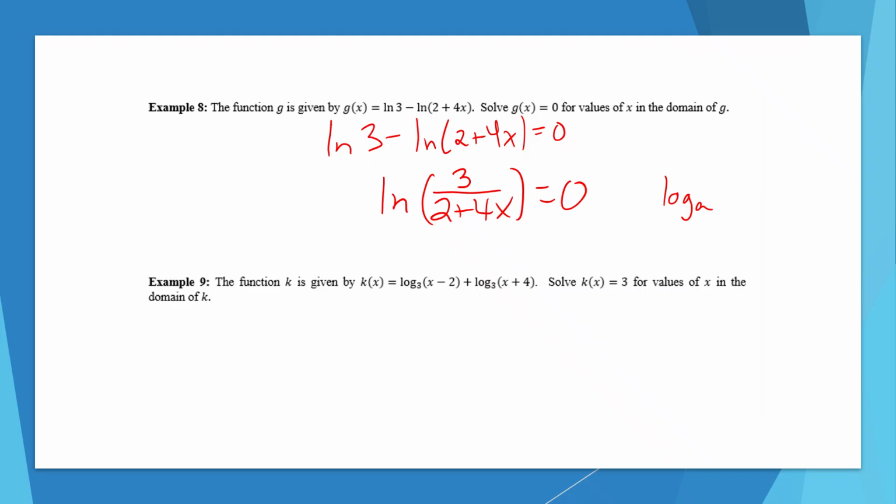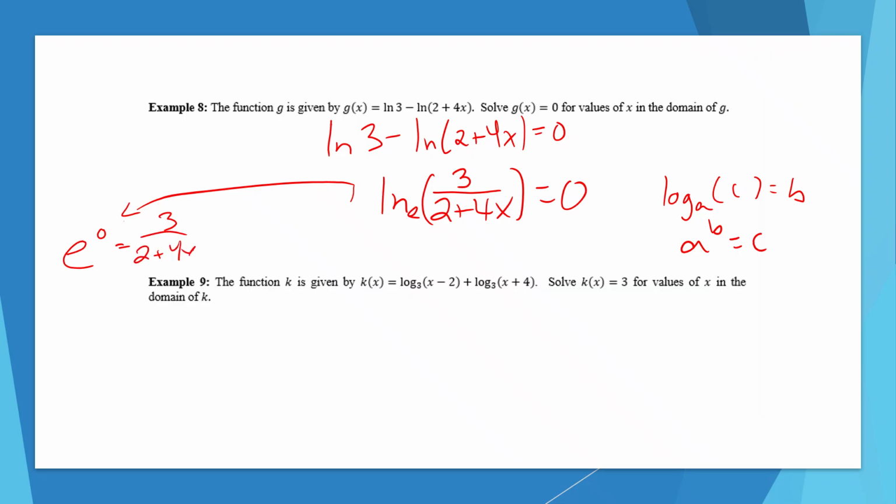So remember, log base a of c equals b is a to the power of b equals c. This then should be, remember ln is log base e, so e to the power of 0 equals 3 over 2 plus 4x. Anything to the power of 0 is 1. And then I'm going to multiply both sides by the denominator. So 2 plus 4x times 1 is that, equals 3, and then solve. So I'm going to subtract 2. Really just make sure your algebra steps are correct here and you're not making any silly mistakes. So you should get 4x equals 1, divide both sides by 4 to get x equals 1/4 as your final answer for example 8.